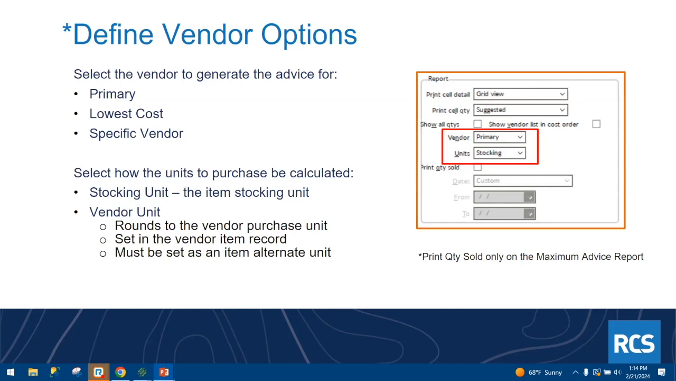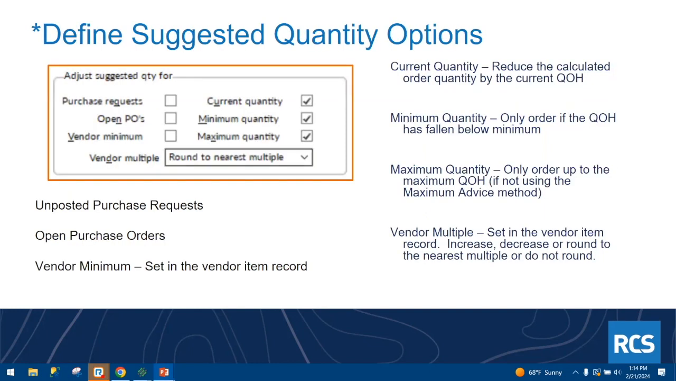Also, if you're using different purchase units than stocking units, you need to set the purchase unit as an alternate unit in the vendor, or excuse me, in the item record. So then we have some more options to select from here that will help to calculate how much you should be ordering. So for example, the replenishment one, we'll talk about that because that's the easiest one to talk about.